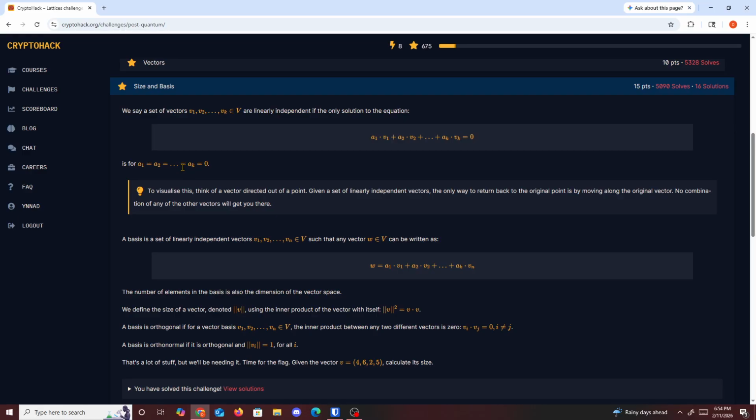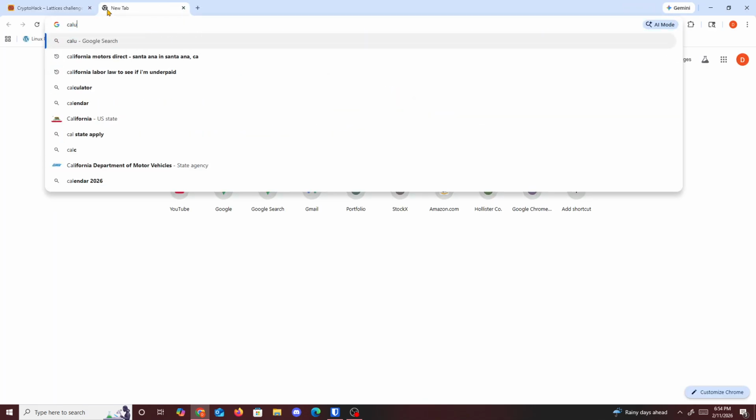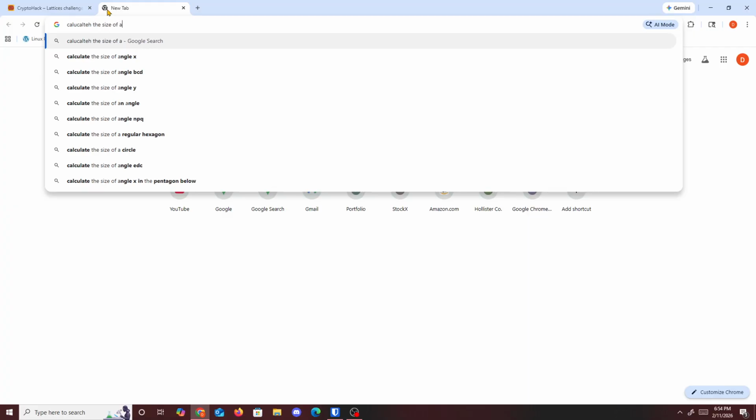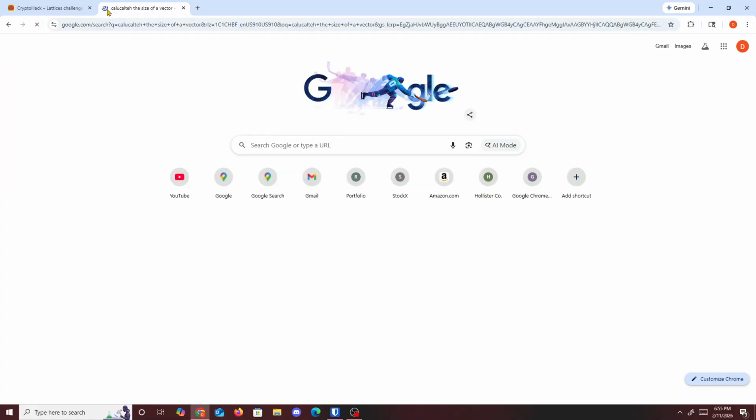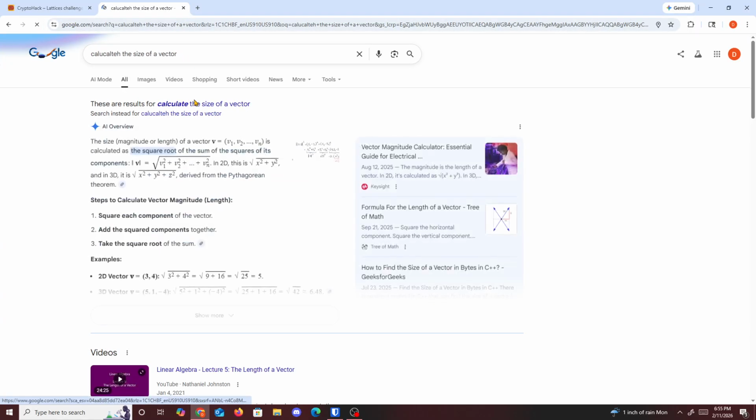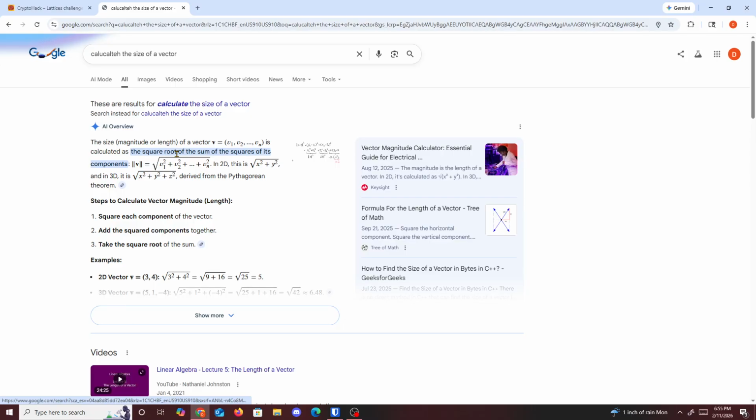Time for the flag. Given the vector 4, 6, 2, 5, calculate its size. So I guess first we want to calculate the size of a vector. You could probably look that up. Calculating the size of a vector is nothing more than just the square root of the sum of the squares of its components.